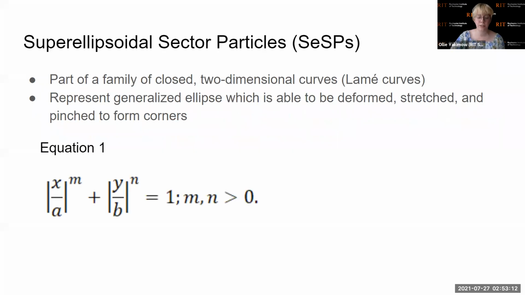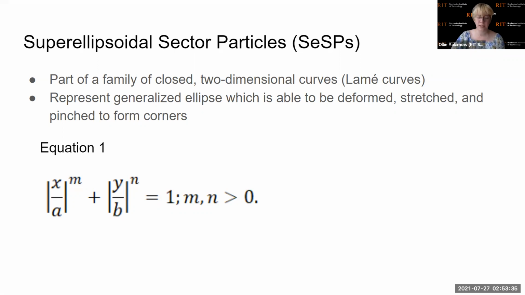In this project, we focus on superellipsoidal sector particles, also known as SeSPs. Superellipsoids are part of a family of closed, two-dimensional curves, commonly known as Lamé curves, which allow for precise control of corner sharpness, aspect ratio, and curvature. They represent a generalized form of an ellipse which is able to be deformed, stretched, and pinched to form corners.